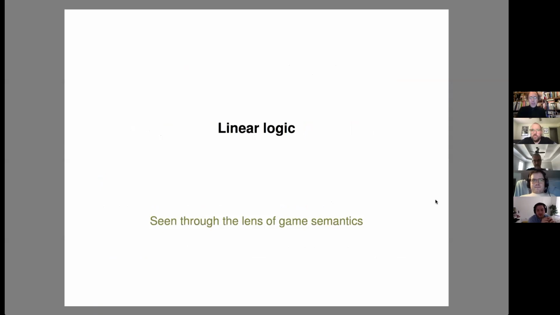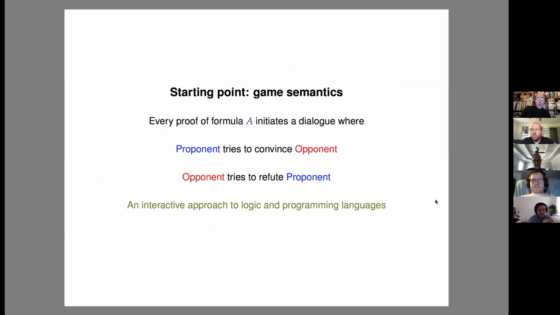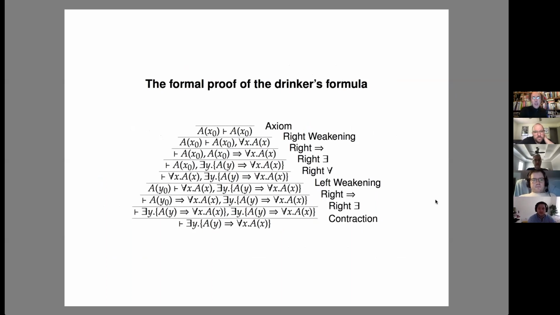And so I will start with linear logic seen through the lens of game semantics. So the idea is that every proof of a formula A initiates a dialogue where the proponent tries to convince the opponent and the opponent tries to refute the proponent. And in this way, this is an interactive understanding of logic and programming languages. And so a typical example is this formal proof of the drinker's formula.